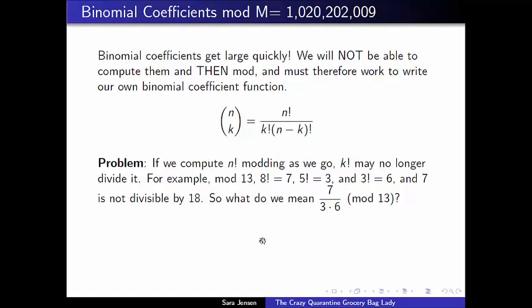However, if we're modding as we go, modding the numerator and modding the values in the denominator, we might get into a point where things don't make a whole lot of sense. For example, if I were trying to compute something like 8 choose 5, I might have difficulty with that because working modulo 13 for a small example, 8 factorial is 7, which is prime. When you look at 5 factorial mod 13 and 3 factorial mod 13, I get a 3 and a 6. And so we have to think about what does it even mean to say compute 7 divided by 18 mod 13. We don't normally mod fractions, and so we need to think about that a little further.